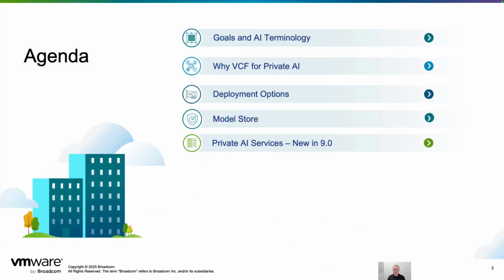So our agenda here is we'll talk about some goals and terminology to begin with, and then we'll talk about why VCF, for private AI in particular, what the value of it is, some deployment options. We'll then get into rather new features, model store, and private AI services that appeared in 9.0.